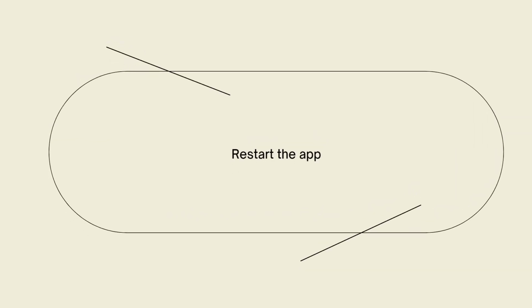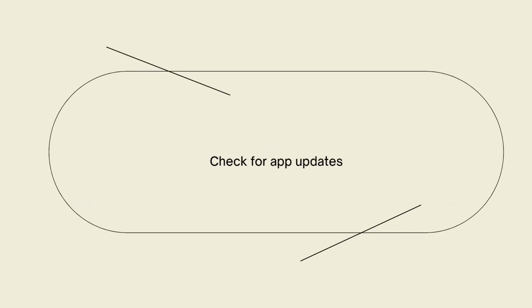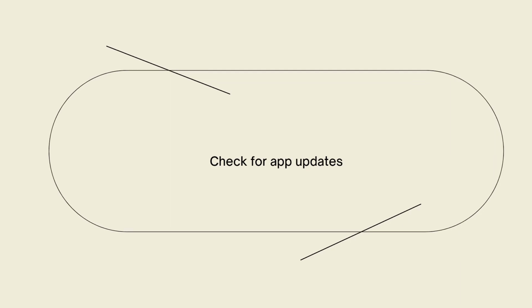Next is to restart the app. Close the Pokemon Go app completely and then relaunch it. These simple steps can often fix temporary login issues. Check for app updates. Make sure that you have the latest version of Pokemon Go installed on your device. Check the respective store, Google Play Store or Apple App Store, for any available updates and install them.